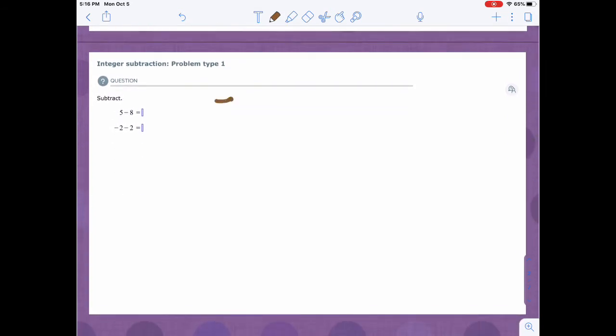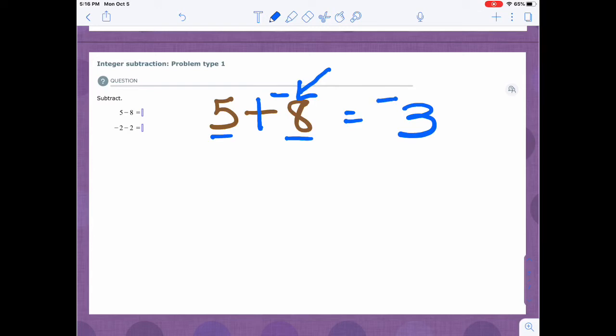Here I have 5 minus 8. So I'm going to have 5 plus a negative 8. 5 and 8 are different signs here. We have a negative and a positive. So we're going to subtract them. 8 minus 5 is 3. And I'm just looking at the bigger number to get the sign. This time I didn't draw out the things that cancel, but you could.